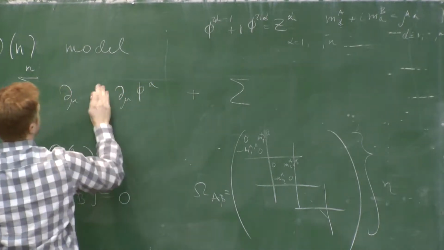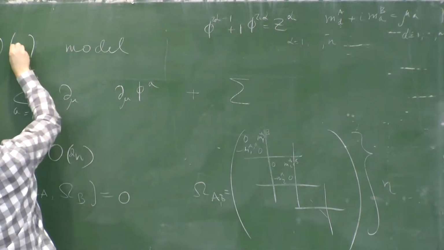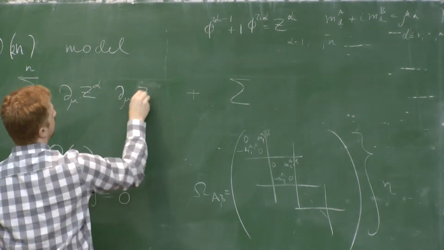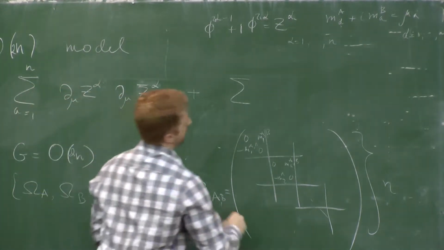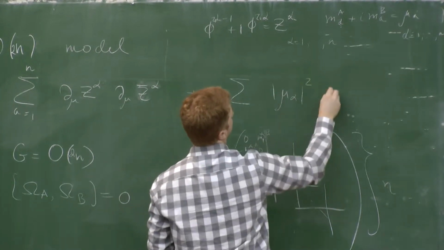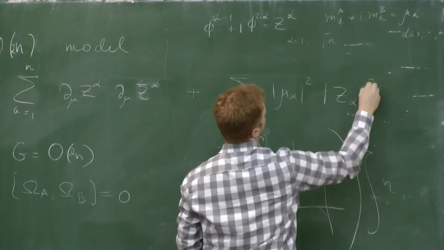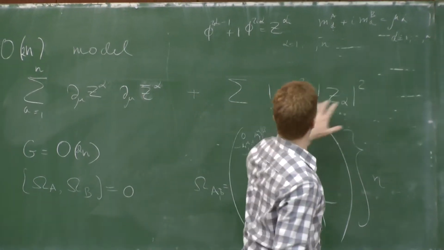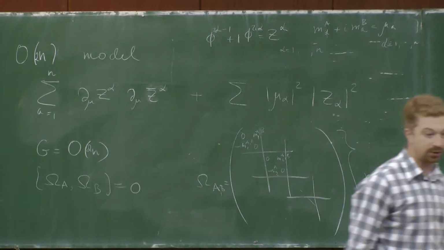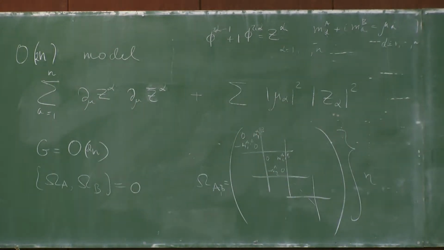So this original action would be rewritten as z dz alpha dz alpha bar, and then these parameters would simply give me the masses for the scalars. So the omega deformed free scalar theory is just the massive scalar.